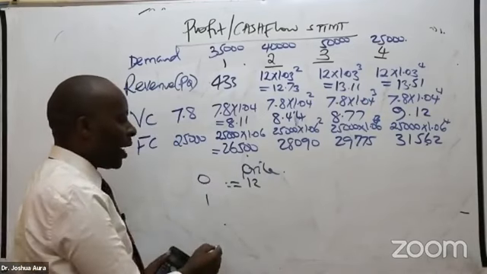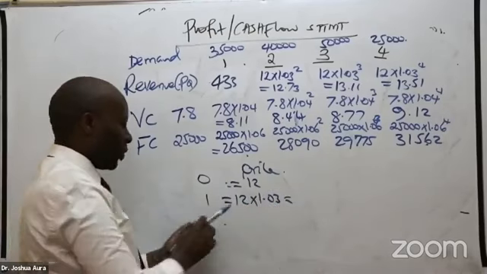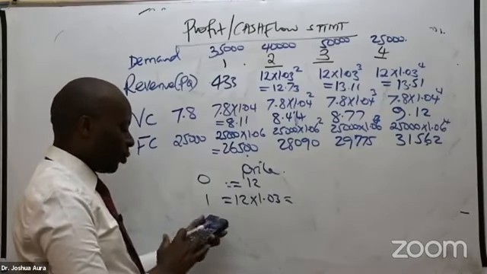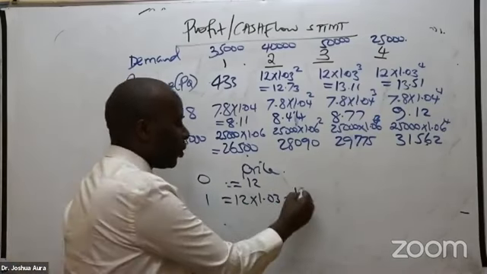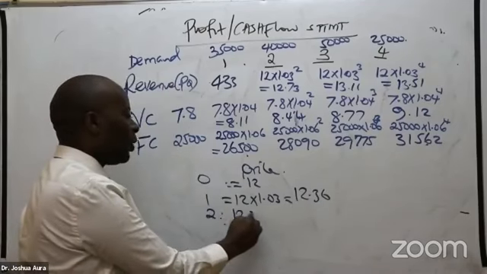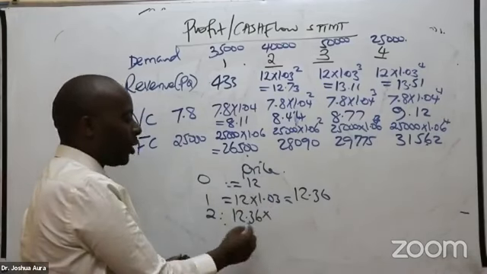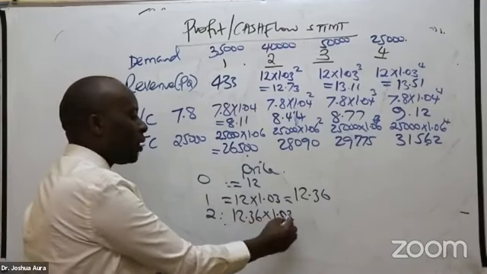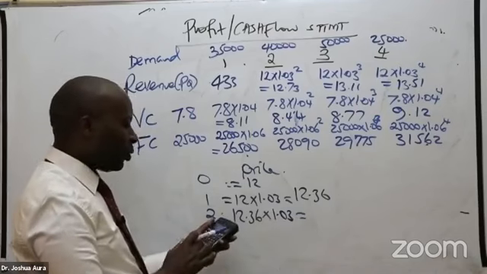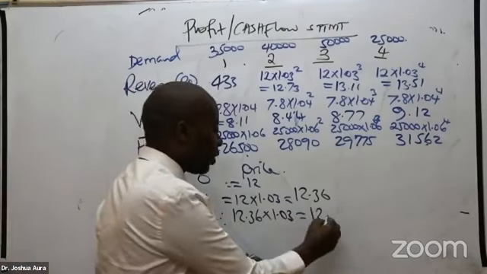We go to year 1. So year 1, it will be 12 times 1.03, which will end up giving us 12.36. We go to year 2. So year 2, it will be 12.36. Remember, the 3% is constant. So 12.36 times 1.03, what we shall end up getting at the end of the day is 12.73.